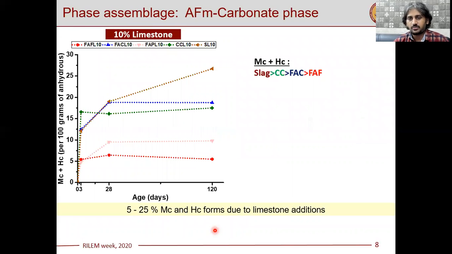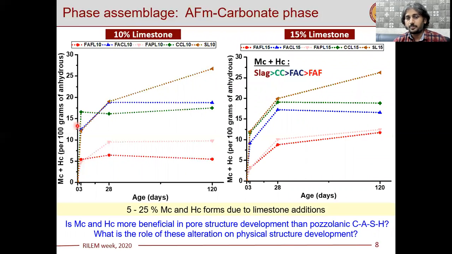In terms of phase assemblage, when you look at the impact of limestone, there is a potential to form about 5 to 25% carbonaceous phases in these systems, depending on the choice of SCM. With calcined clay, slag, or fly ashes with reactive alumina, a higher amount of carbonaceous phases is formed. Merely by increasing limestone dosage from 10 to 15%, or even further to 20%, you don't necessarily increase the amount of carbonaceous phases.